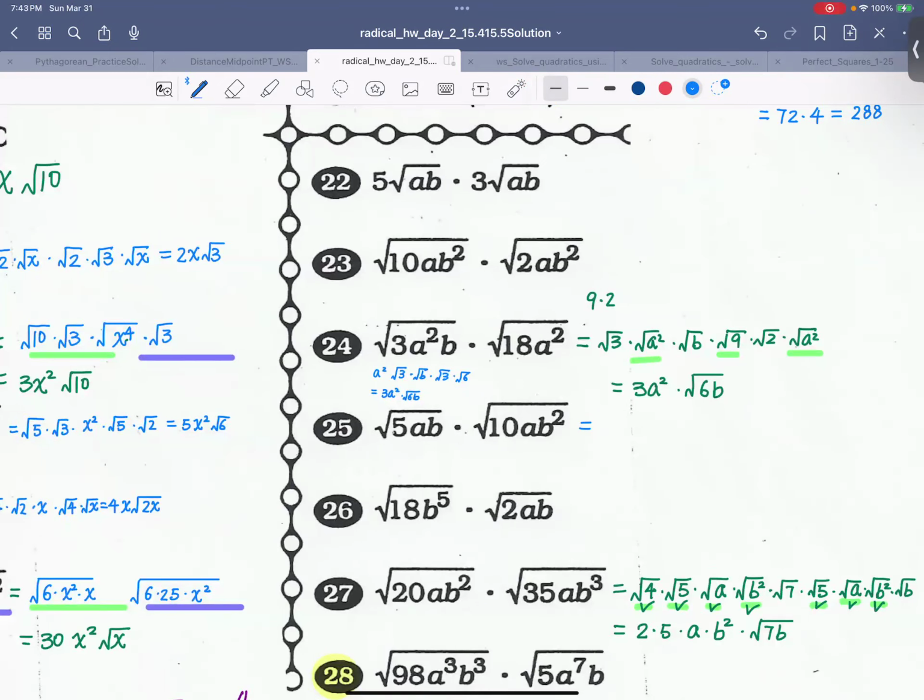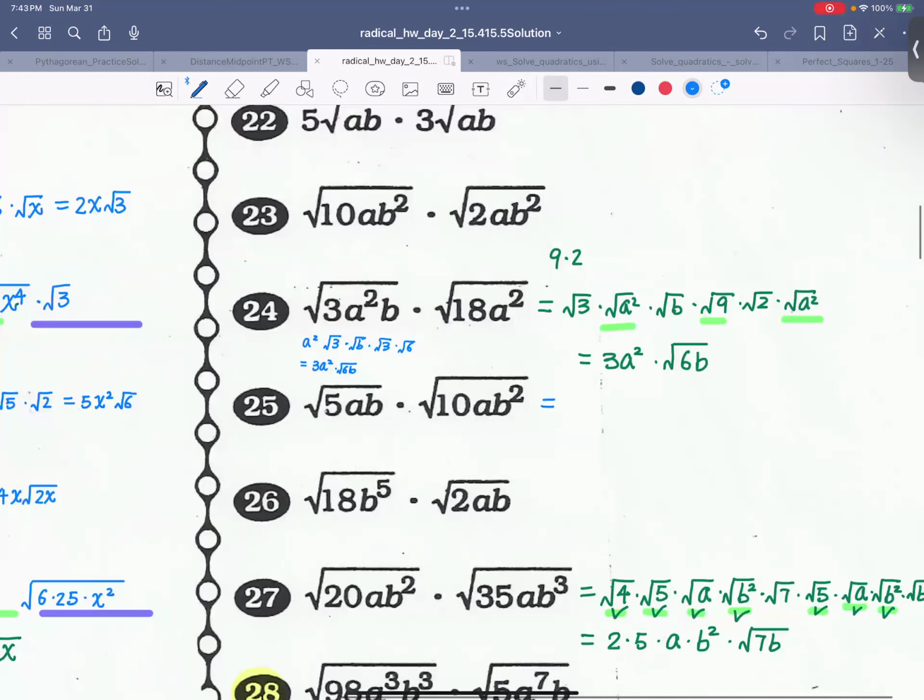How do all the students feel? Is it still hard, or do you feel better? Emma, let's try here. We see square root 5 and square root 10 can be split. Go ahead. Square root 10 can be split into 2 and 5.